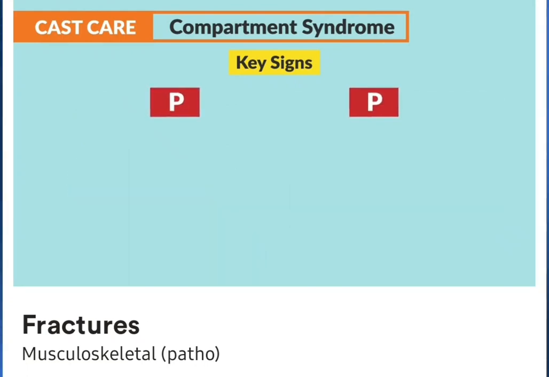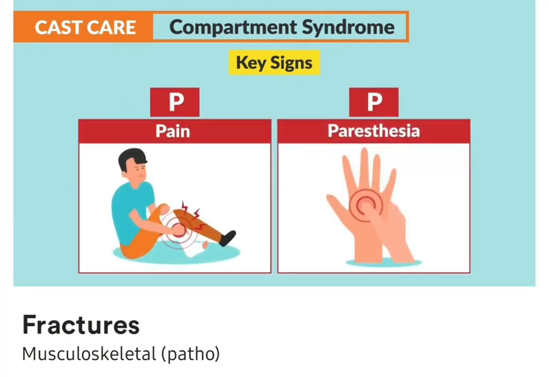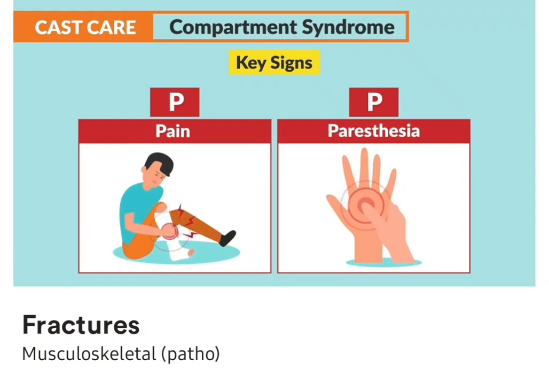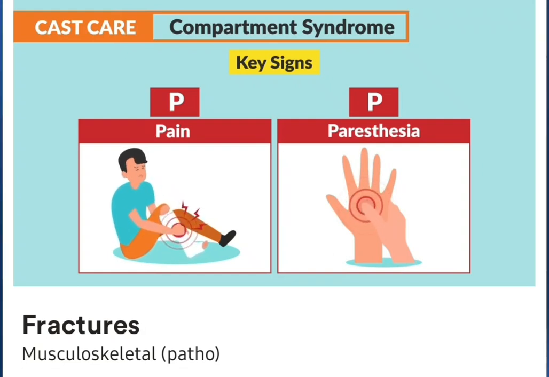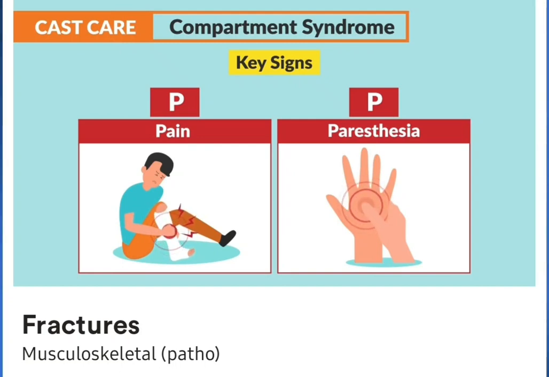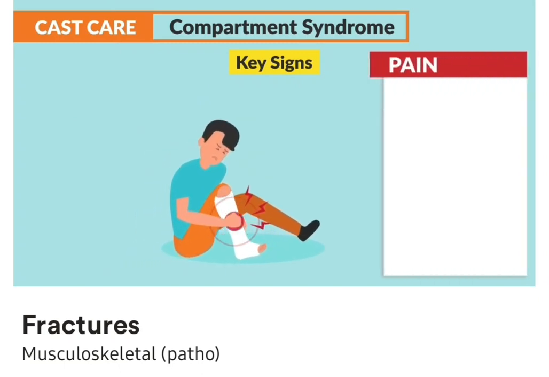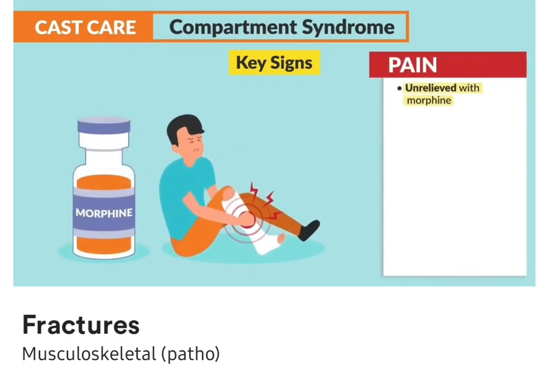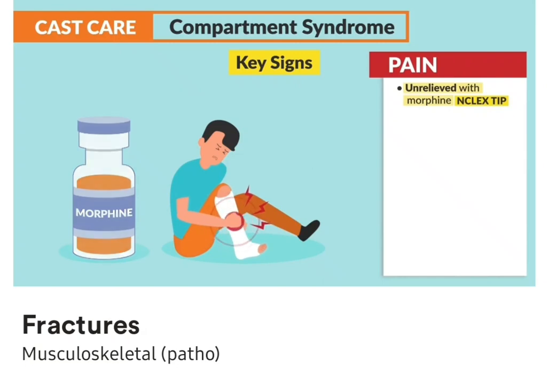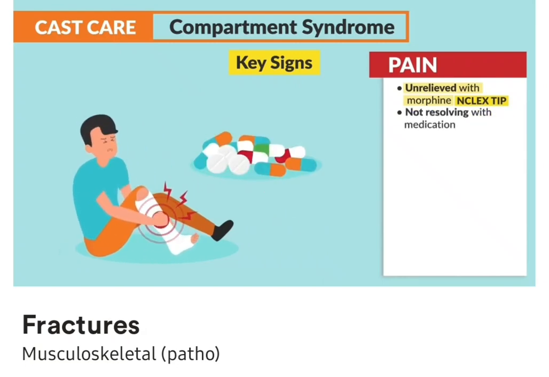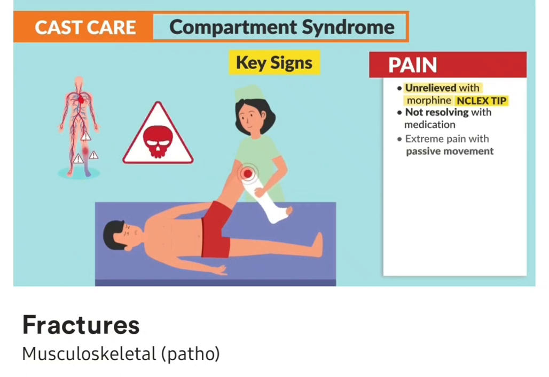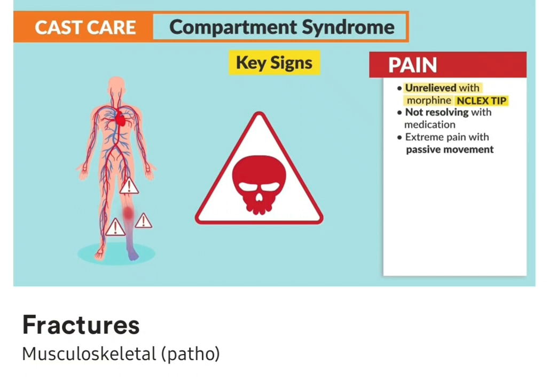Now the top two P's on the NCLEX, write it down, are pain and paresthesia, that numbness and tingling. Again, these are the top two most tested here for cast care. They are the earliest signs that you're going to lose the limb. So for pain, write it down: unrelieved with morphine. That's the biggest NCLEX tip here. Other keywords are not resolving with medication, and even extreme pain with passive movement. All of these indicate muscle ischemia, or basically no oxygen. The limb is in essence suffocating to death.